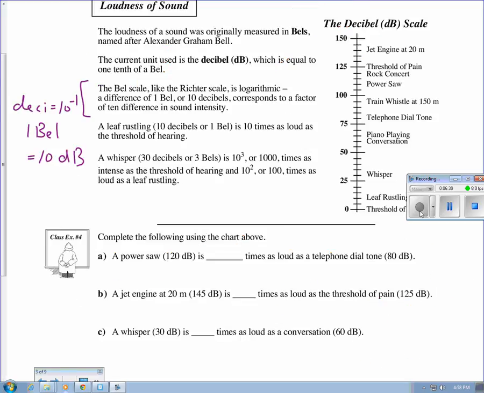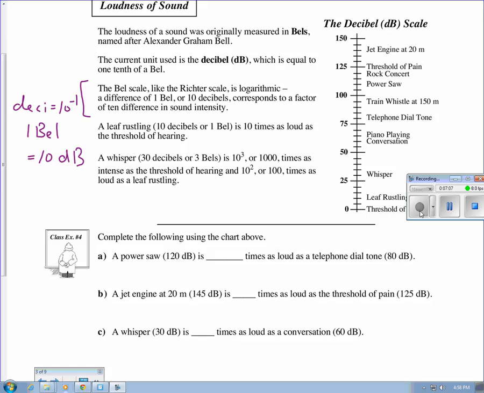Loudness of sound was described by Alexander Graham Bell, and the bell is named after him. The unit is the decibel, which uses a metric prefix. Deci means 10 to the minus 1. When we look at a difference in the decibel scale, a leaf rustling at 10 decibels, or 1 bell, is 10 times as loud as the threshold of hearing.